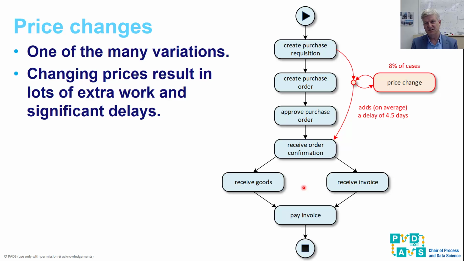Let's take a look at one of these deviations, and one of these deviations is the price change. This is an example of a frequent deviation that is happening in 8% of the cases in this example. And if there are such price changes, one or more, on average this adds a delay of 4.5 days. So we see this deviation and we can drill down to see, for example, the suppliers that are causing such price changes. Having this information may help you to improve the process, to avoid adding delays and adding this extra work.